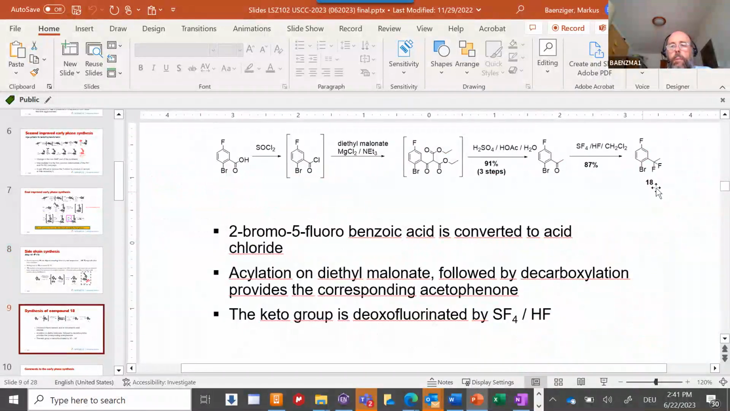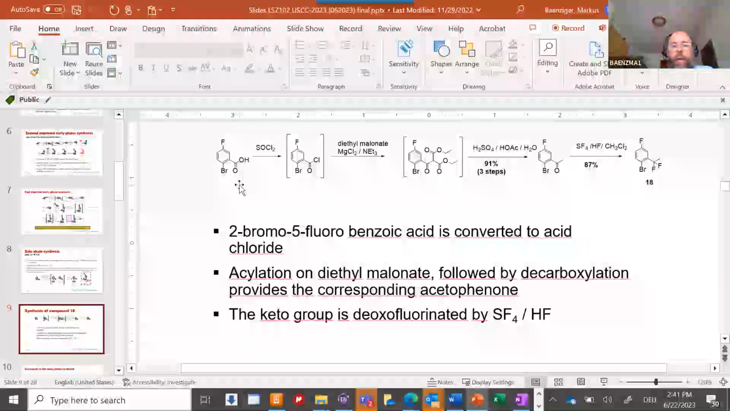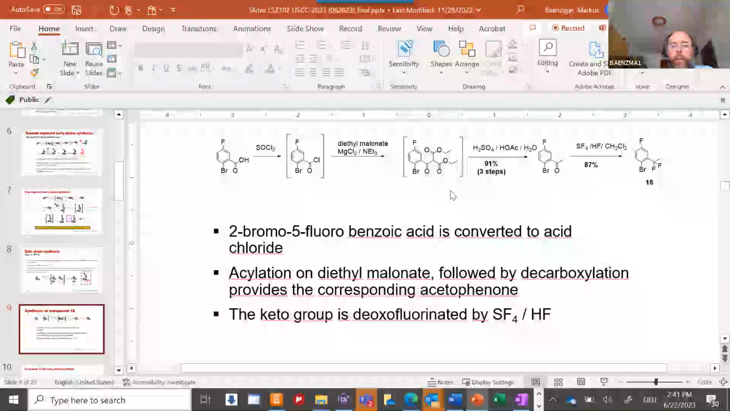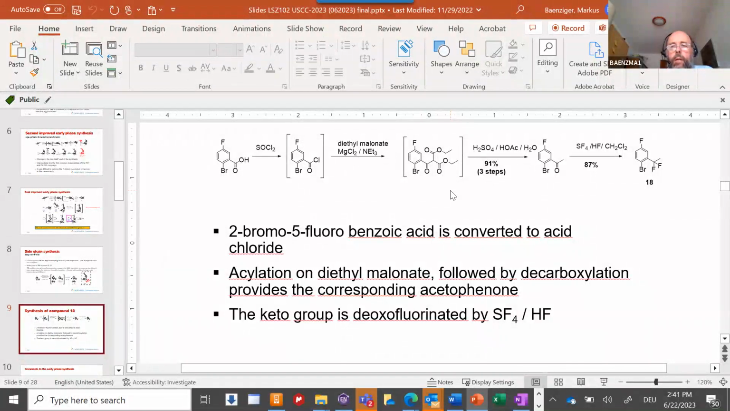The synthesis of the starting material here, we also looked into that one. It started from the bromofluorobenzoic acid. So first step, with thionyl chloride, we made the acid chloride. Then with diethyl malonate, magnesium chloride, triethylamine, we could make this beta-ketoester, which was then hydrolyzed under acidic conditions, and in the same pot, decarboxylation to the acetophenone. And then with SO4HF chemistry, we made the difluoro compound 18 in pretty decent yield, both steps.